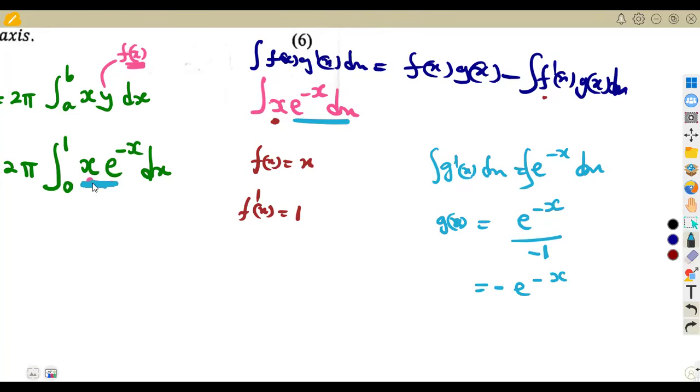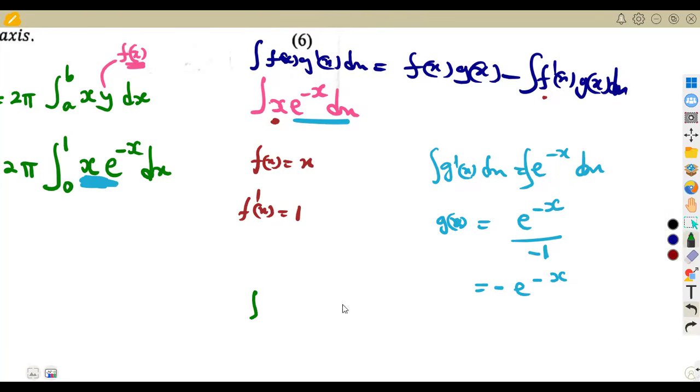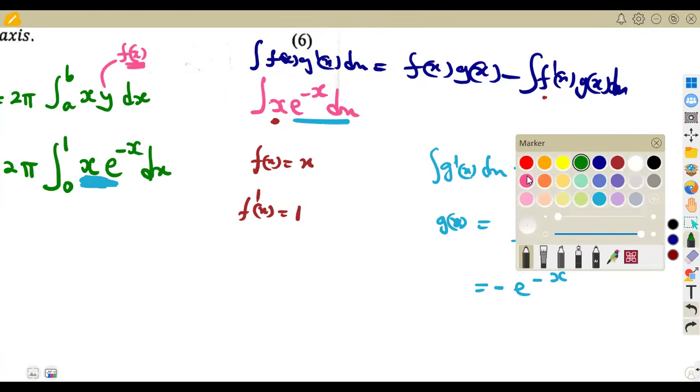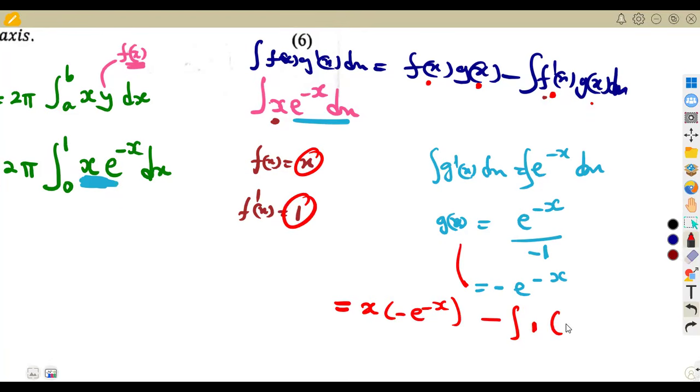Remember what we are integrating. We want the answer here, so we just do the integral aside, all right? So from this, we are going to find our integral. Therefore, the integral here is going to be equal to f of x times g of x, whereby f of x is x, times g of x, which we got here, that's minus e to the exponent of minus x, minus the integral of f prime of x, which is 1, times g of x, which is negative e to the exponent of minus x dx.